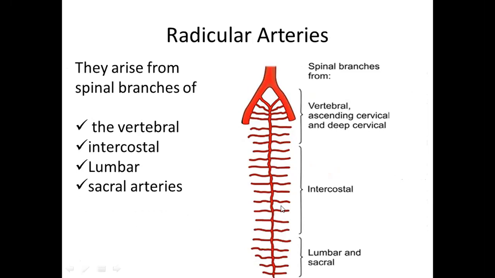The radicular arteries have different origins. In the cervical region, they arise from the vertebral or ascending cervical arteries. In the thoracic region, from the intercostal arteries, and in the lumbosacral region, from the segmental arteries, which are the lumbar and sacral arteries.